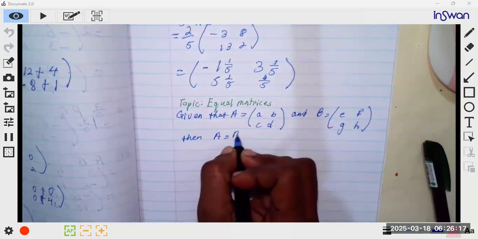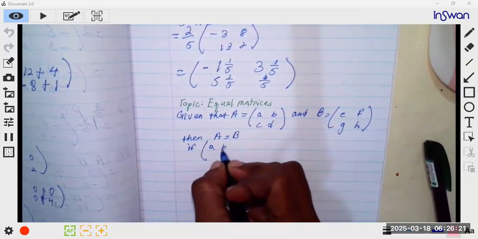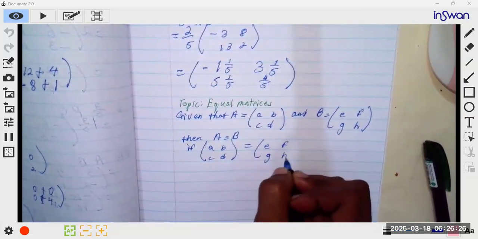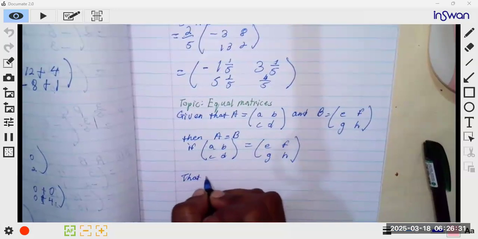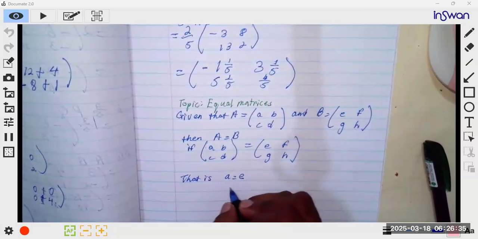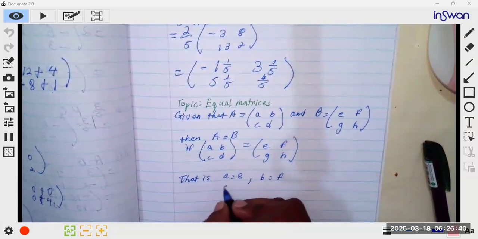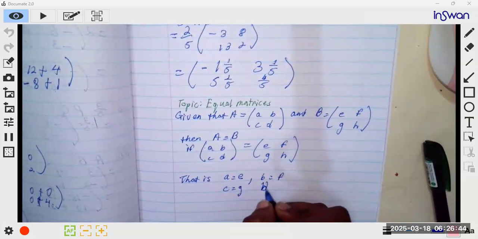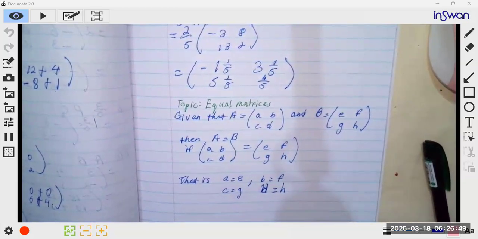A is equal to B if [A, B; C, D] is equal to [E, F; G, H]. Thus, that is, A will be equal to the value of E, B will be equal to the value of F, C will be equal to the value of G, and D will be equal to the value of H. Let's put that in an example.